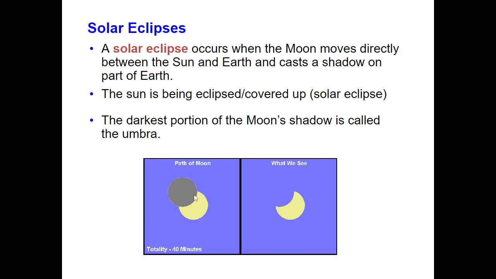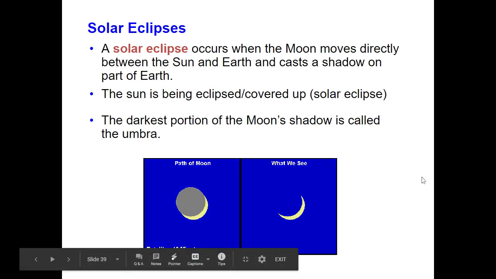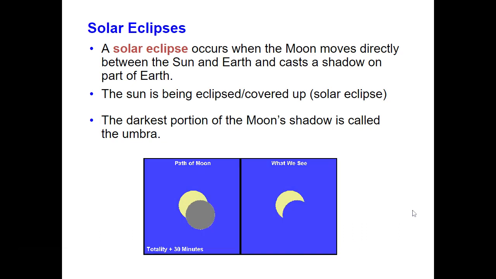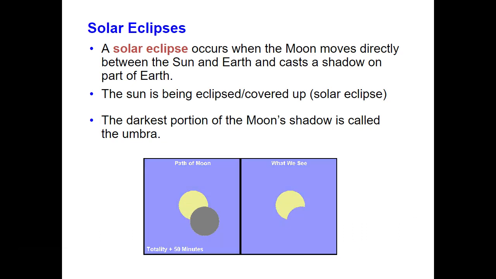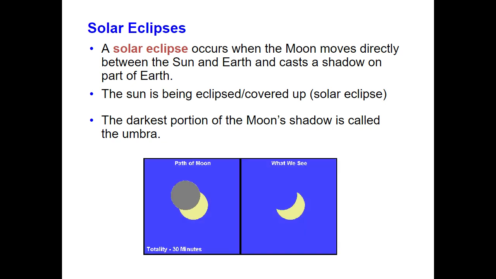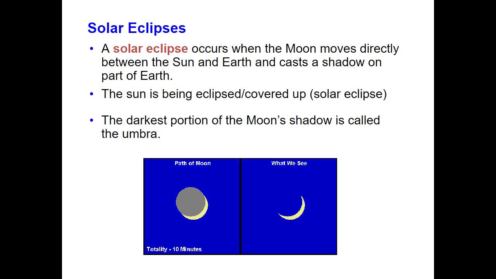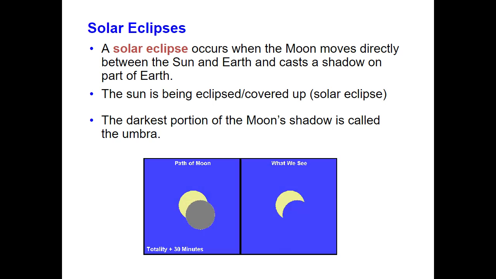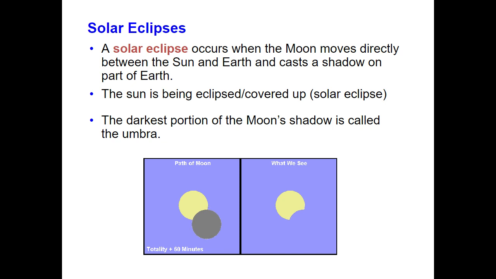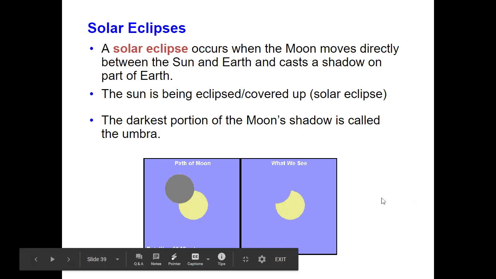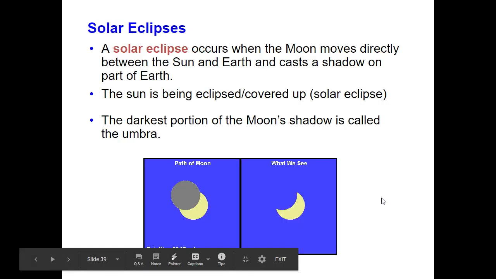So what we see is the path of the moon. It takes anywhere from an hour, and then it gradually gets lighter again. It takes anywhere from 75 minutes to go into the shadow, and then somewhere around 75 minutes for it to come out. So we're looking at close to 3 hours for a solar eclipse.